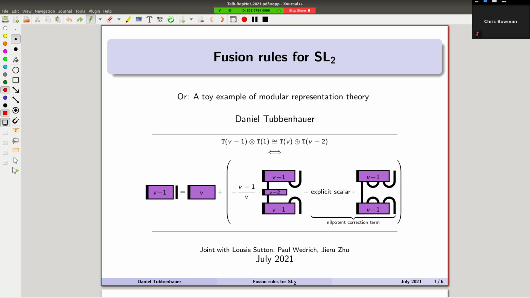So today's talk is about fusion rules for SL2, and this is all joint work with those three guys. Let me give it another shot. So Luis, Paul, and Giro. We started this project during last year's trimester program in Bonn. And well, this is the outcome.